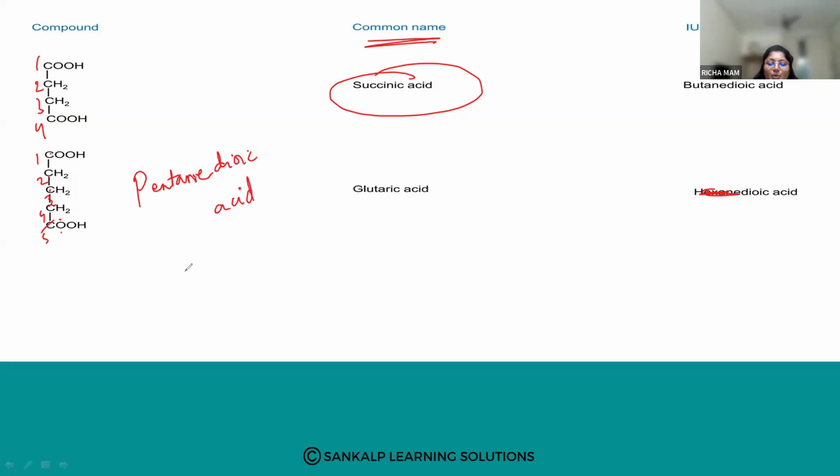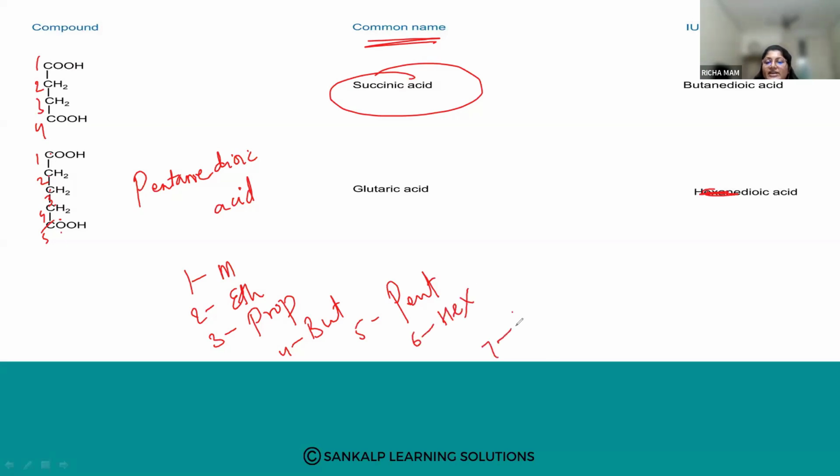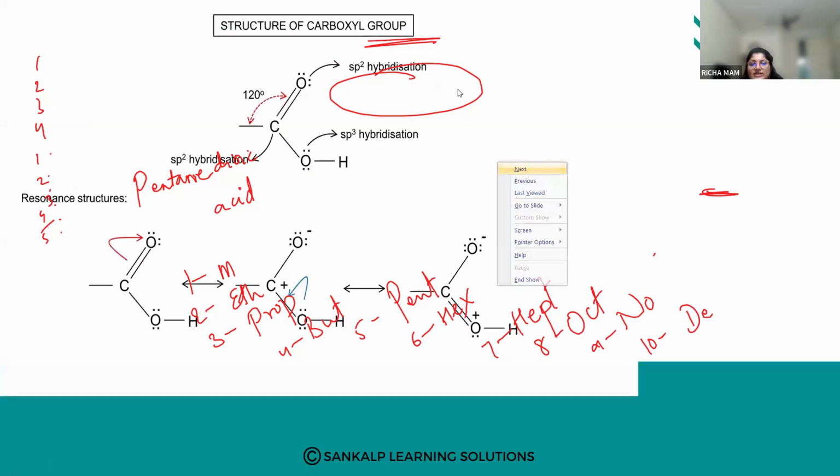When you have 1, it is meth. 2, it is eth. 3, it is prop. 4, it is but. 5, it is pent. 6, it is hex. 7, it is hept. 8, it is oct. 9, it is non. And 10 is dec. So remember this. There are 5 carbons, so we are going to name it as pentane dioic acid. Dioic means there are 2 COOH groups.